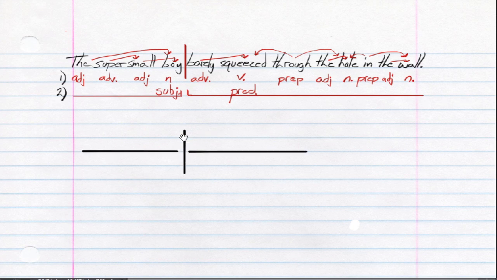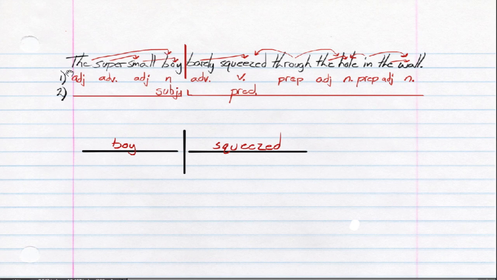Now this symbol is the start of it all. You'll notice this line looks very similar to this line. On this side will be our subject, and on this side will be our predicate. But not all the words will go on this line, and not all the words will go on that line. As a matter of fact, we would just do the simple subject here and the simple predicate here.